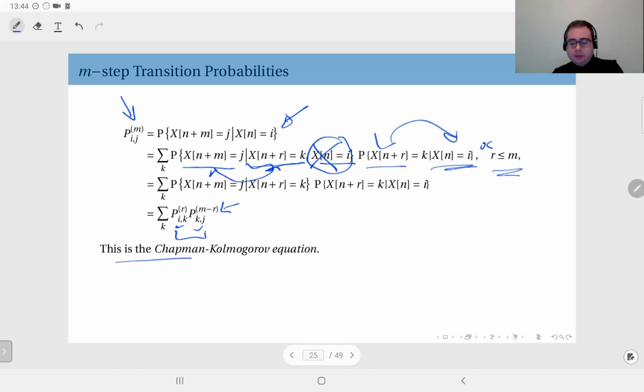This is called the Chapman-Kolmogorov equations, and this Kolmogorov is the same Kolmogorov as in the Kolmogorov axioms at the very beginning of this course. That's another famous Russian mathematician, and Sidney Chapman is, I think, either British or American, I forgot, a statistician. So this is the famous Chapman-Kolmogorov equation, which we make use of to derive m-step transition probabilities.